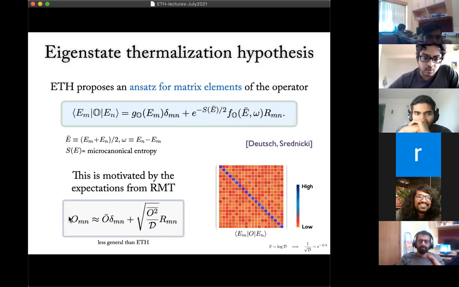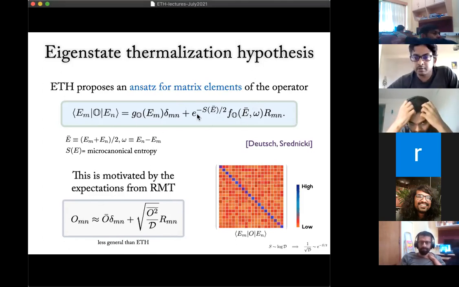Okay, and we arrived at this ansatz from random matrix theory for the matrix elements of the operator O. You can clearly see that ETH is motivated by this ansatz. It's a slight generalization, because now there is explicit dependence on the energies, and there is also a function that depends on the average energy and the differences, but the structure is actually the same. So this was the main motivating result behind arriving at the ansatz.